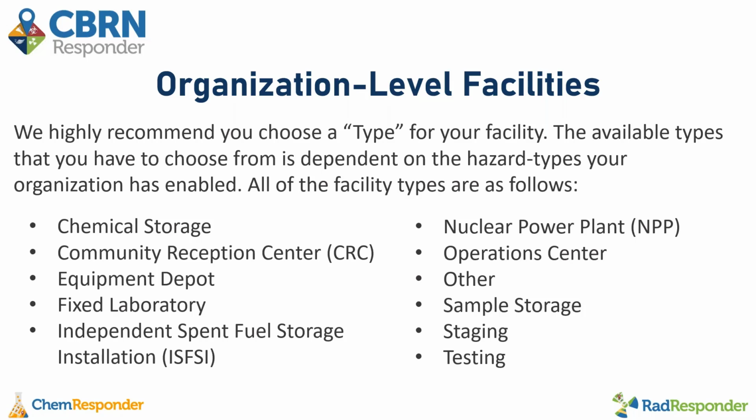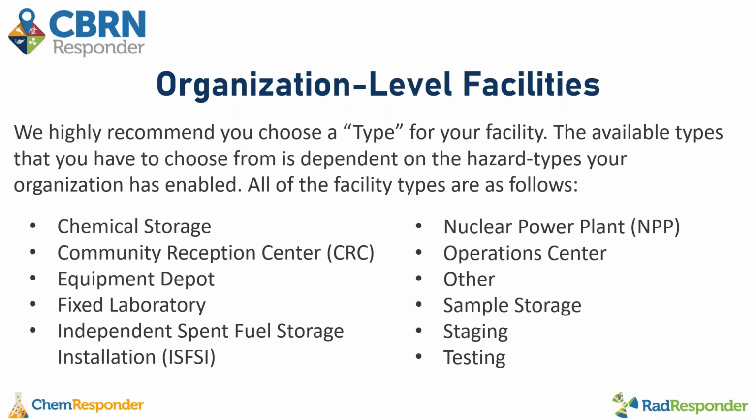So the available types that you have to choose from is based on the hazard types your organization has enabled. So if you only have a chemical or a chem responder organization, you aren't going to be able to create a nuclear power plant, and vice versa. If you are a rad responder only organization, you will not be able to create a chemical storage facility. But if you have both chem and rad, you'll be able to see all of these facility types.